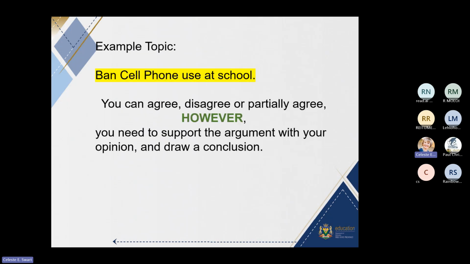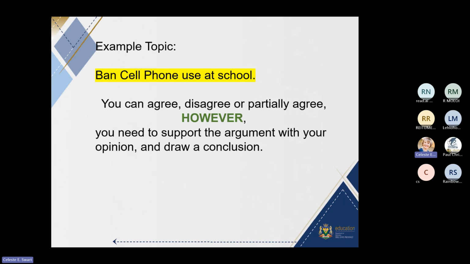So let's look at this one, and it's the favorite of all. You'll see it doesn't ask you why should cell phones be banned at school. What does it say? Ban cell phone use at school. Now you can agree, you can disagree, or partially agree. However, you need to support the argument with your opinion and draw a conclusion. So you'll find some positives and some negatives, but you have to draw a conclusion. You have to come to a decision about it.